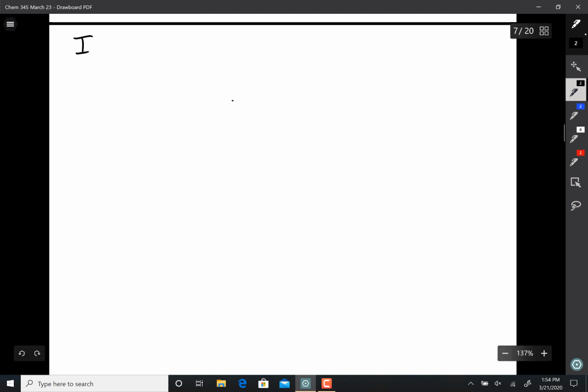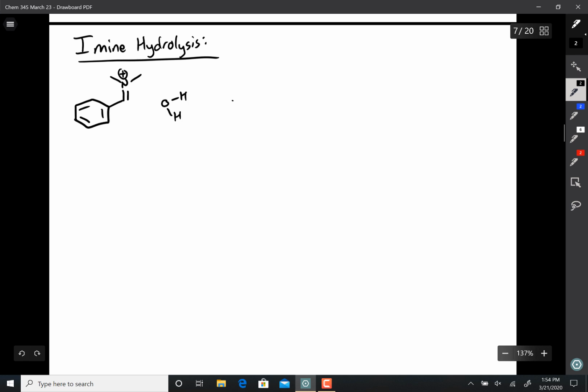Imine hydrolysis, that's a mechanism from the first unit. Want to see it? Here it is. Otherwise, fast forward.